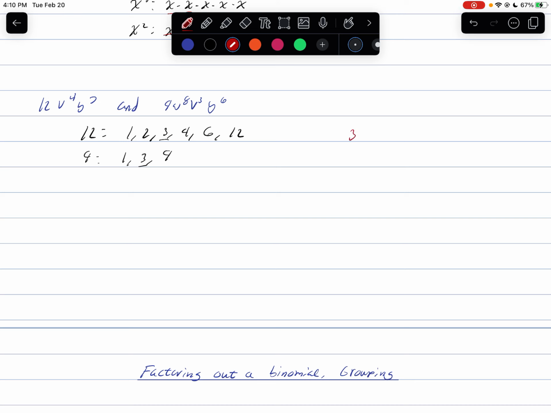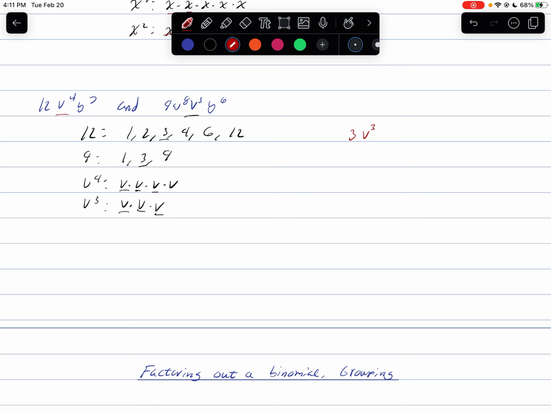And then let's look at our v term here. Here we have v to the fourth. That gives us v times v times v times v. And we also have v to the third, which is going to give us v times v times v. So we can remove 3 instances of v here. So that's going to give us v to the third.